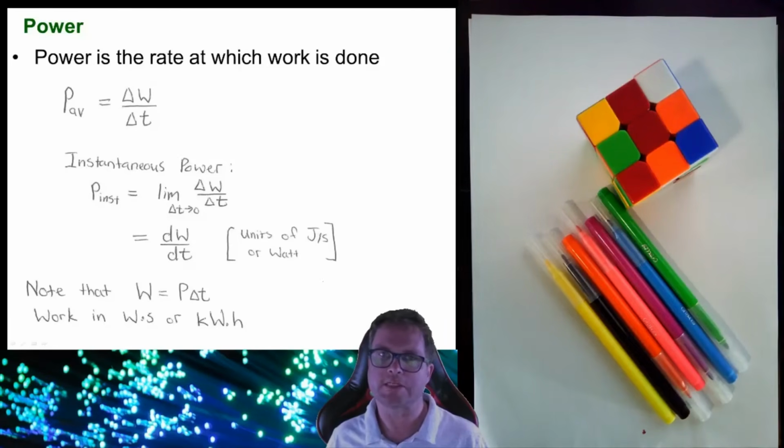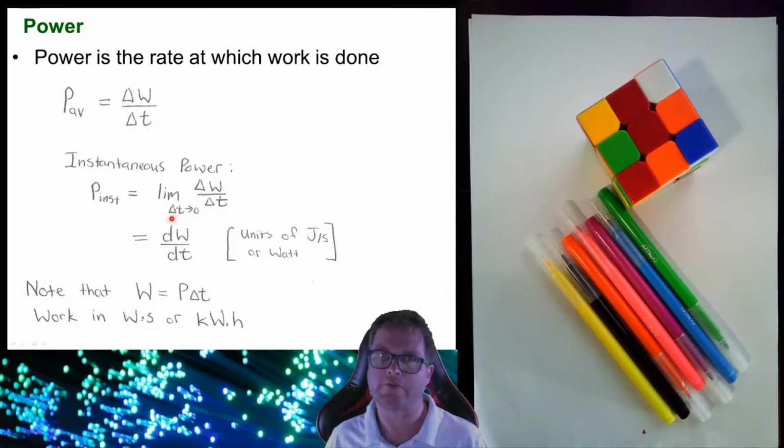Power is the rate at which work is done. The average power is defined as the amount of work that's been done divided by the amount of time that's elapsed. You'll remember that previously when we looked at quantities such as velocity, we had average velocity, and then to define instantaneous velocity, we took a limit. In a similar way, we define the instantaneous power as the limit as the time interval over which the work is done tends to 0.